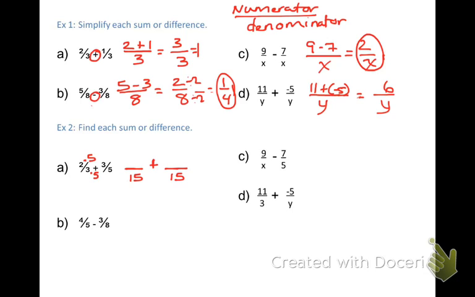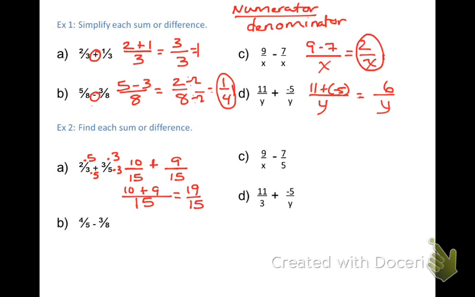So 2 times 5 is 10. 5 times what is 15? That's 3. If I multiply the bottom by 3, I need to multiply the top. So 3 times 3 is 9. Now I can add them up. So I have 15 on the bottom and 10 plus 9 on the top. So it would be 19/15.